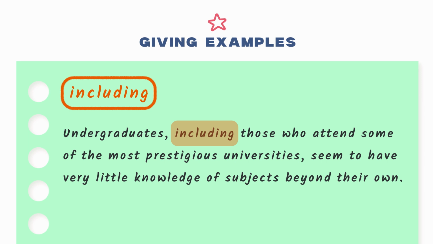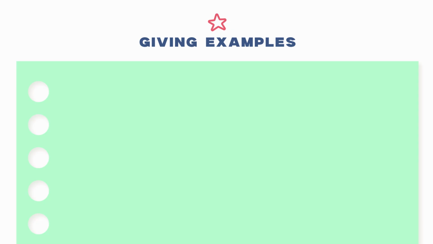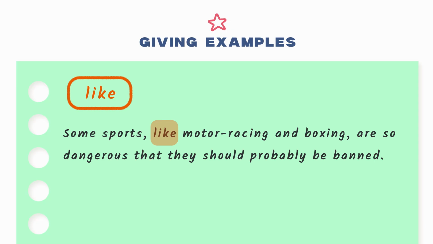So you see that I'm talking about undergraduates. And also I want to give some examples. What do I mean by undergraduates? Including those who attend some of the most prestigious universities, seem to have very little knowledge of subjects beyond their own. Our next linking word to talk about examples is like. For example, some sports, like motor racing and boxing, are so dangerous that they should probably be banned.